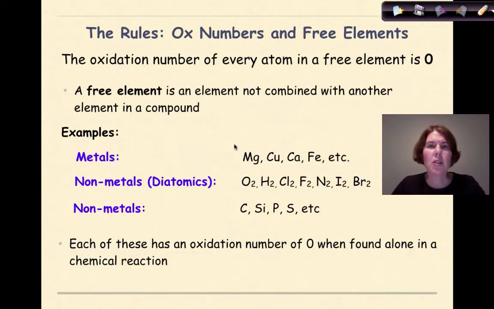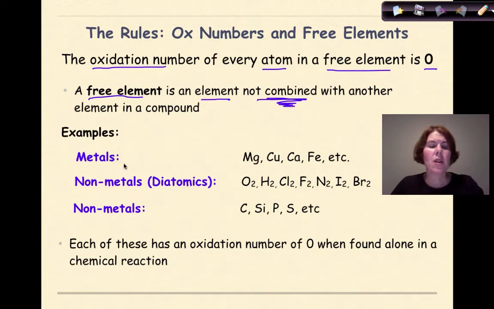Let's start talking about some of the rules. The first one we're going to look at is oxidation numbers in free elements. The oxidation number of every atom in a free element is 0. How do we define a free element? A free element is an element not combined, that's important, not combined with another element in a compound. So it's freestanding, it's not combining with anything else.